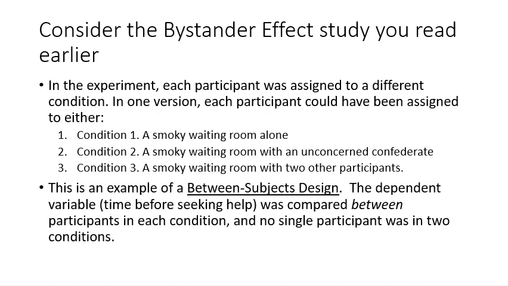So consider the bystander effect study you read earlier. So you already know that in the experiment, each participant was assigned to a different condition. In one version, each participant could have been assigned to either condition 1, a smoky waiting room alone, condition 2, a smoky waiting room with an unconcerned Confederate, or condition 3, a smoky waiting room with 2 other participants. So this is an example of a between subjects design. The dependent variable, what they were measuring, which was the time before they sought help, was compared between participants in each condition, and no single participant was in 2 conditions.